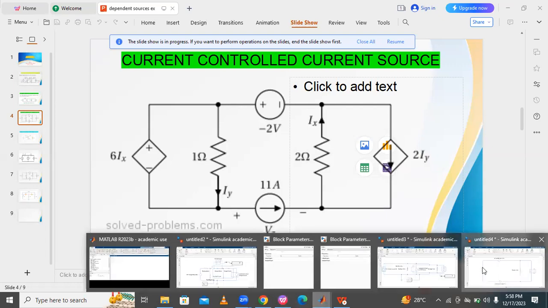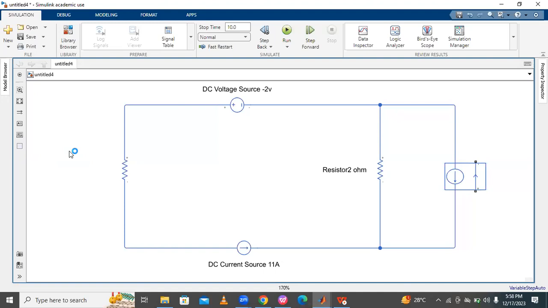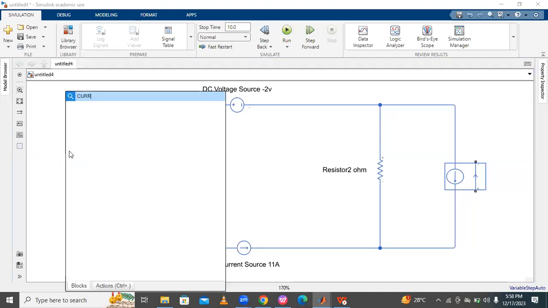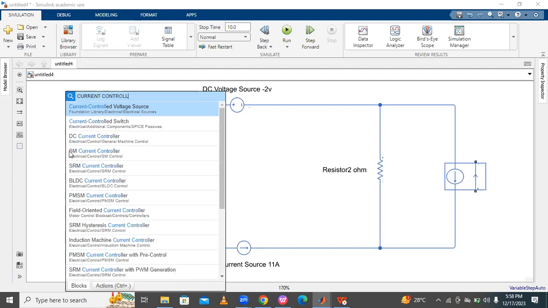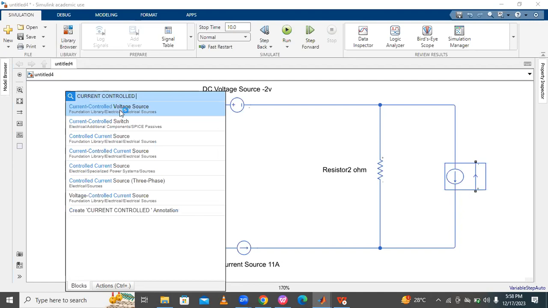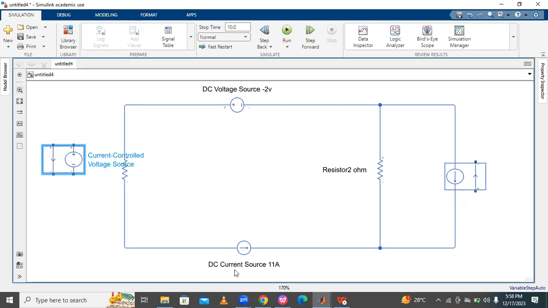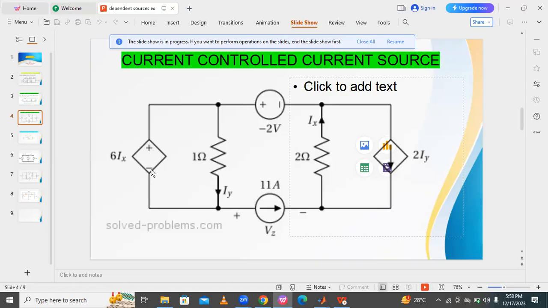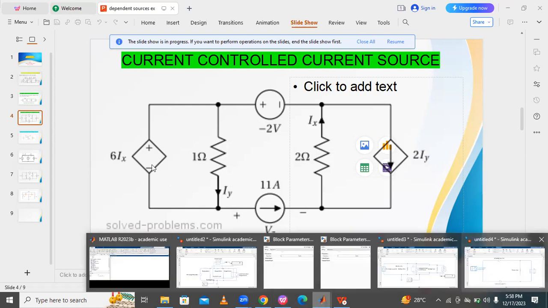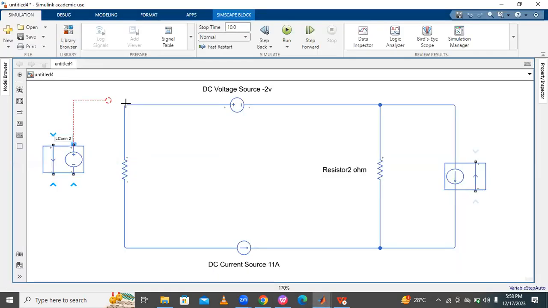Current controlled voltage source is required. Right here, current controlled voltage source, place here. What is the polarity of this current controlled voltage source? Positive upside, negative downside. Okay, so connect this here and connect the other polarity.